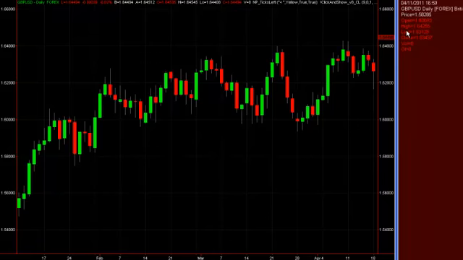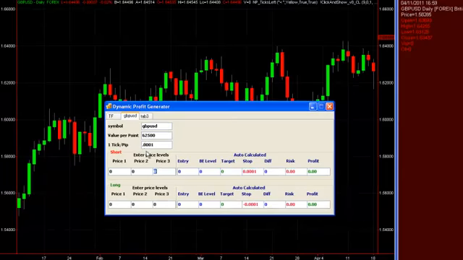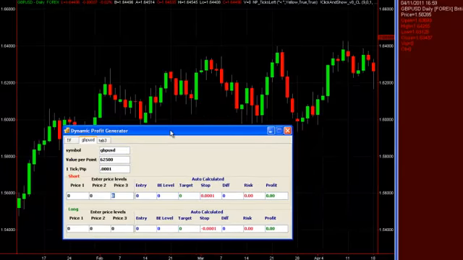Let me introduce to you now the Dynamic Profit Generator. This little tool can sit right on your desktop. It comes with 3 tabs, and you can set them up for any market you want. You're going to put the value per point. For the pound dollar, we're going to consider a full point to be worth $62,500, and then you have to tell it the size of the smallest move. We're going to ignore the 5th digit, so I put 0.0001. So it's very customizable. It's really simple.